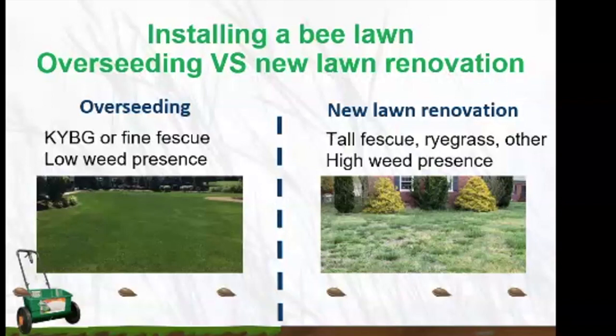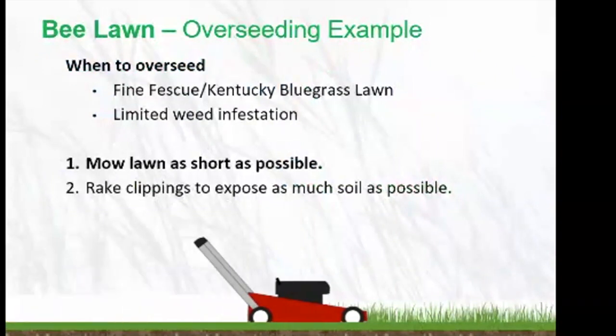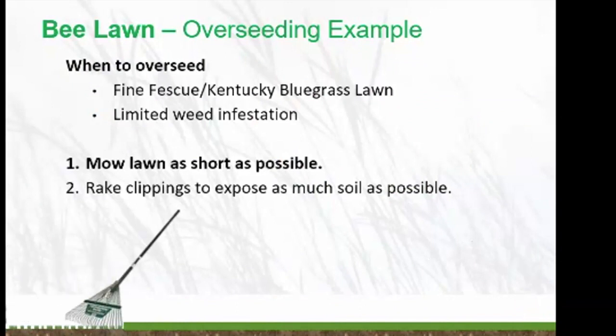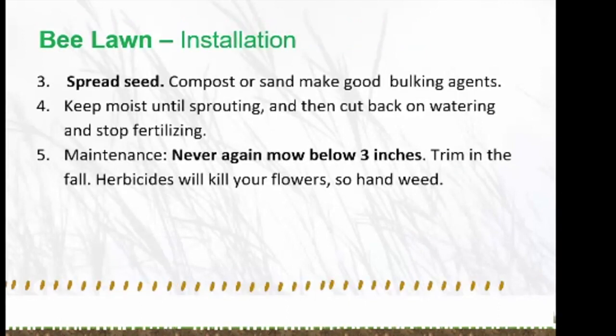If you have a really weedy yard or you have some other turf grass species present in that yard, then you might want to consider doing a new lawn renovation if you want to get a bee lawn going. So how an overseeding works. Step 1, you mow that lawn area as short as possible. Step 2, you rake away the clippings, where the goal through steps 1 and 2 is to expose as much soil as possible. Then you throw the seed down.